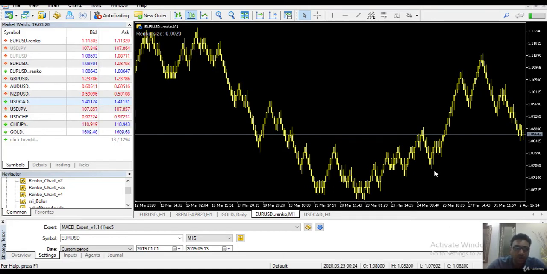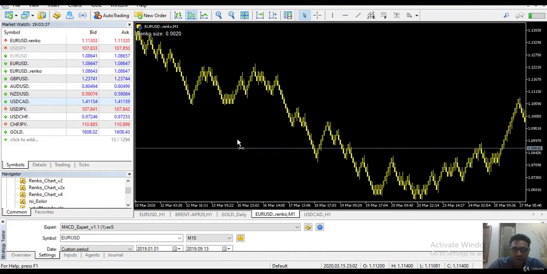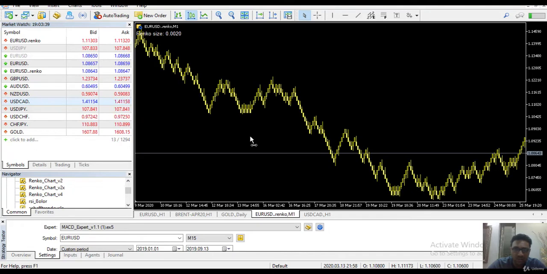So here's our EUR/USD chart with the 20 pips brick size or the 200 pips brick size. And immediately we can see this is the downtrend, lower lows and lower highs. And this area is the uptrend. So let's find out how you can use them with support and resistances.